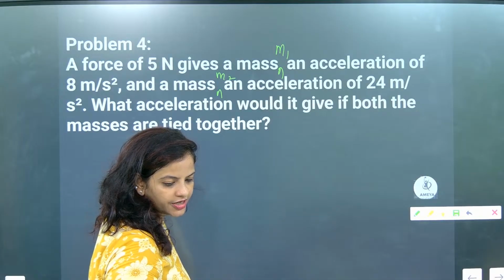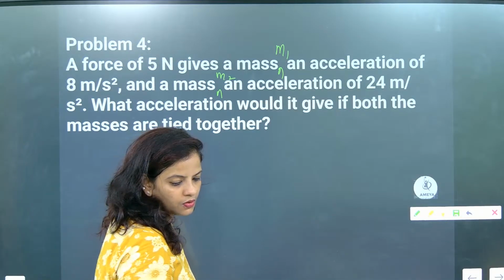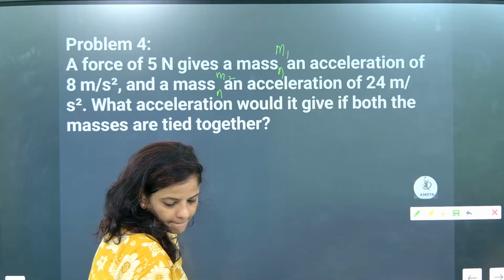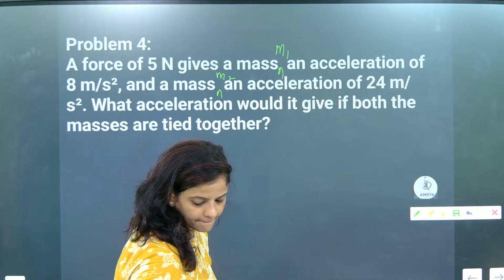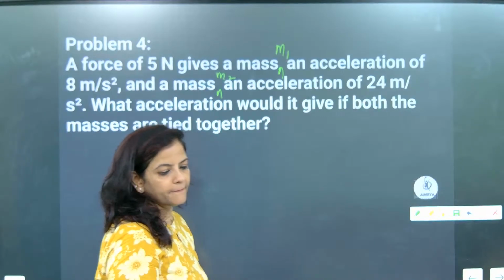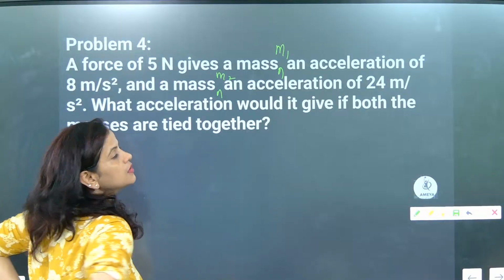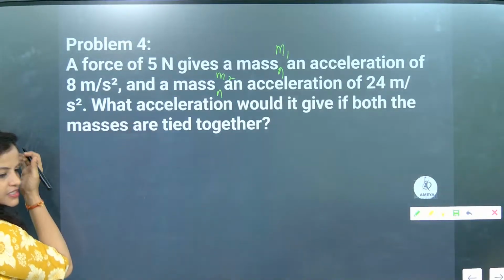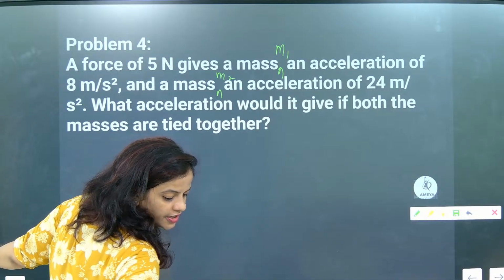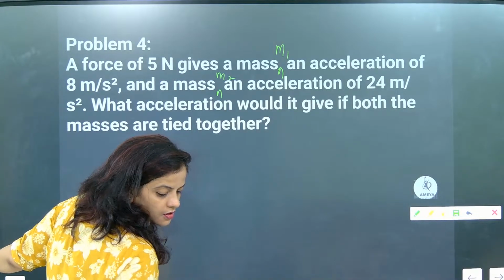One student is telling it is 6 meter per second square. 5 by 6, right together. No. Now listen. 5 by 6, some are telling the answer is 6. All people are telling different answers. Let's see what is the correct answer.